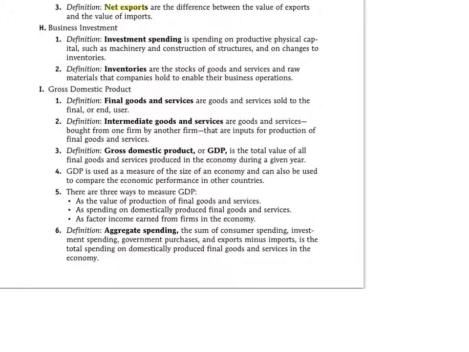Under this section, the business investment, what we're going to see here is that investment spending is spending on physical capital, machinery, construction, buildings, any supplies, goods that you need. And within that, you're going to get inventories. That's where Mark Broad's question about a car that was produced in 2011 but gets sold in 2012 would fall into the inventory category that's unsold, and that's where we would account for it. And the gross domestic product is simply all those goods and services that we're looking at within that given year.